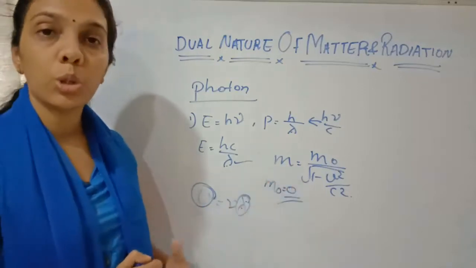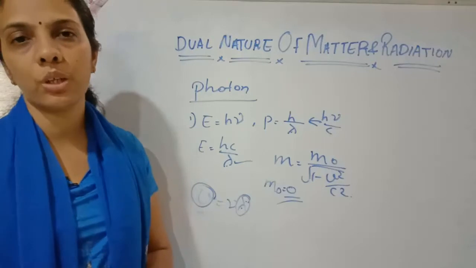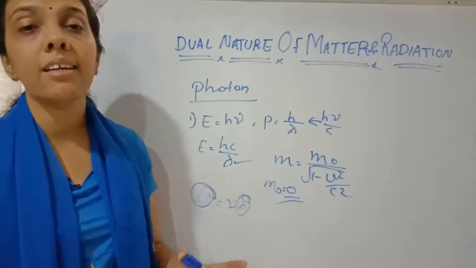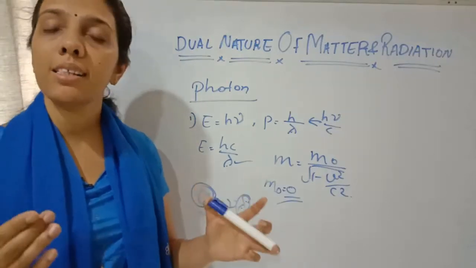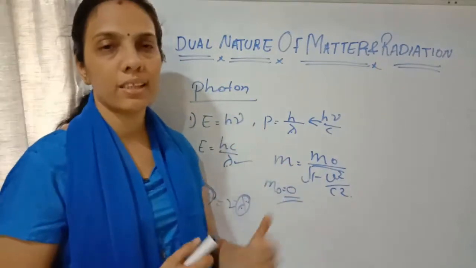Rest mass is equal to 0, and only elastic collision will happen in the case of a photon. That means energy and momentum will be conserved quantities. So these are the characteristics of a photon.